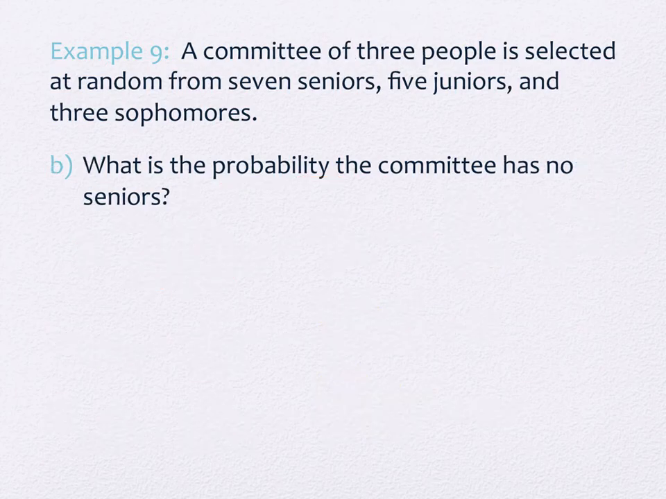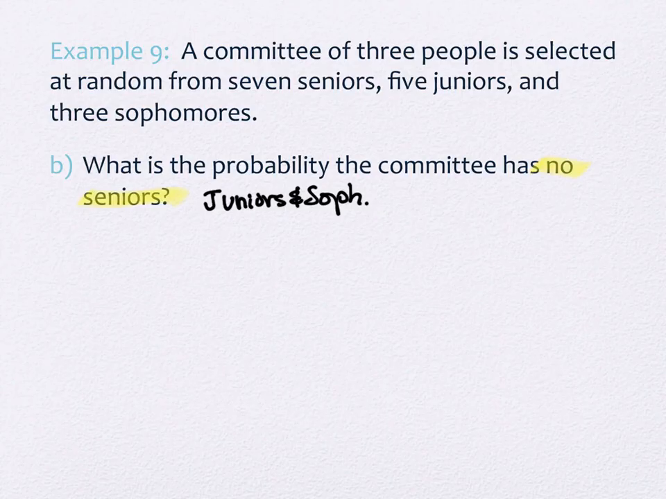Okay, last question real quick. What's the probability of having no seniors? This phrase, no seniors, means that I would have 0 seniors, but what would I have instead? I'd have all juniors and sophomores, right? They have to be all juniors and sophomores. So this phrase is equivalent to saying that I have only juniors and sophomores. So my winning in this case is getting juniors or sophomores on my committee only, compared to all.